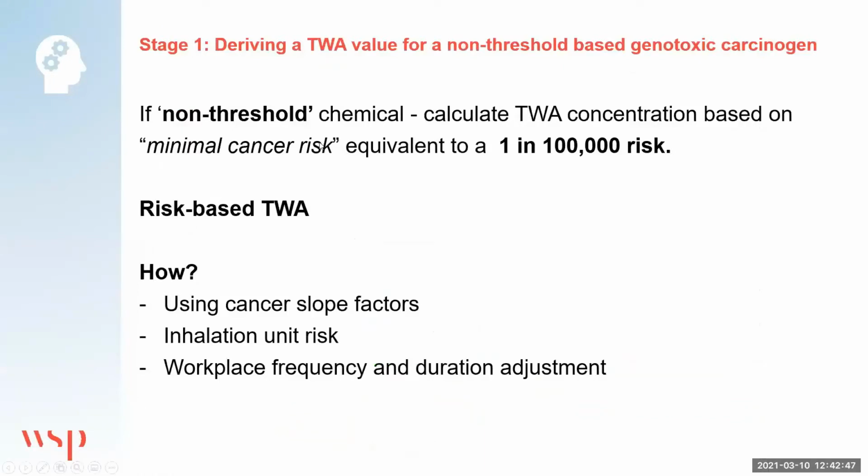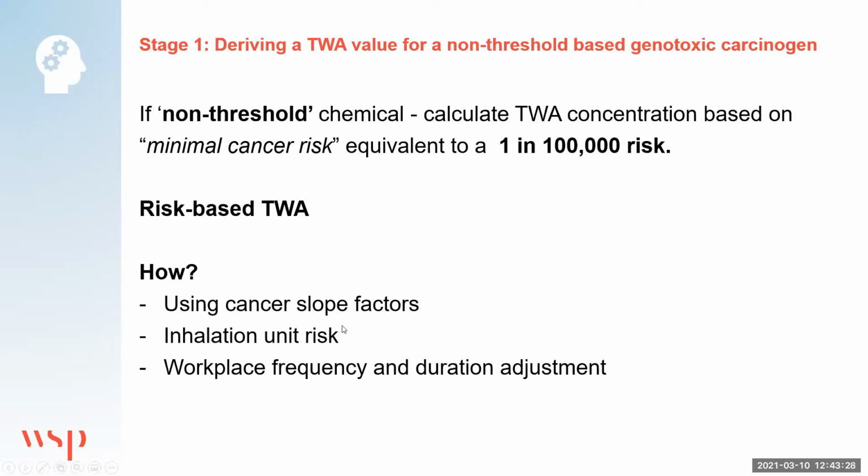So if it is a non-threshold chemical, we had to calculate the TWA value, the concentration, based on a minimal cancer risk, which is equivalent to 1 in 100,000 risk, which is deemed acceptable based on Australian policy decisions. And I won't go too deep into that. That's another topic that we can discuss for a long time. So I mentioned before there were health-based and risk-based TWAs or WES. This is risk-based because we're basing it on a risk value, not a definite threshold health outcome. This is risk-based, even though there is an adverse health outcome in cancer, but it is risk-based.